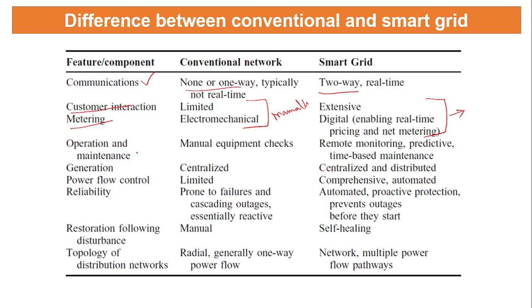And the next one, operation and maintenance. Here a manual equipment check has to be done, but in the smart grid we are implementing sensors in all the poles, transformers and transmission lines.